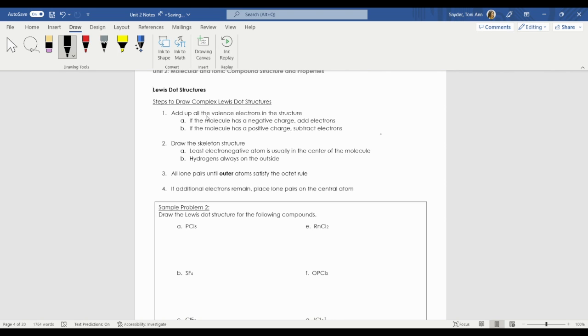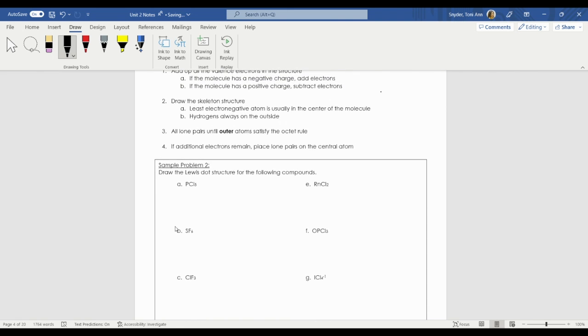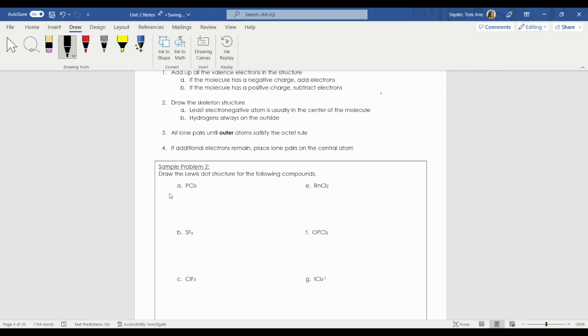First step is to add up all of the valence electrons in the structure. So let's take a look here. I have phosphorus. Now phosphorus has 5 valence electrons, and chlorine has 7, but there's 5 of them, right? So I'm going to take 7 electrons and times that by 5. I have 35. Now, that's 35 electrons just from the chlorines. So if I add the 5 valence electrons from phosphorus, that means I have 40 total electrons to place in this structure.